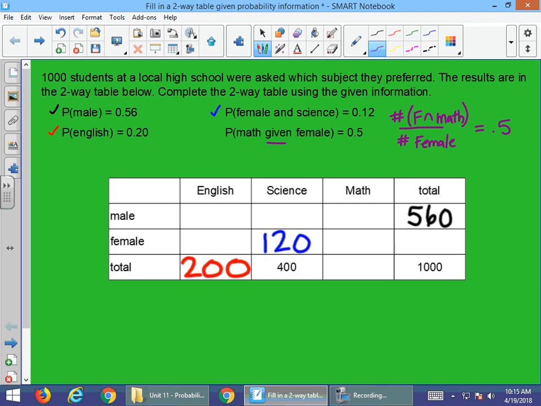All right, in order to solve this one, I need to know how many females there are. And right now, my table does not tell me how many females I have. But I can get that pretty easily. If I know that there are a total of 1,000 students, and 560 of them are male, then I can do 1,000 minus 560, and I can say that there are 440 females.